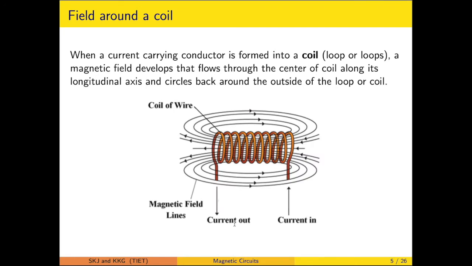This definition of a single conductor is extended to a coil or loop. When the coil is carrying a current, we hold the coil such that the fingers are directed towards the direction of the current, then the thumb will be pointing in the direction of outward flux. Let's say in this the current is entering, so we hold the right hand likewise, so the thumb is pointing towards the left.